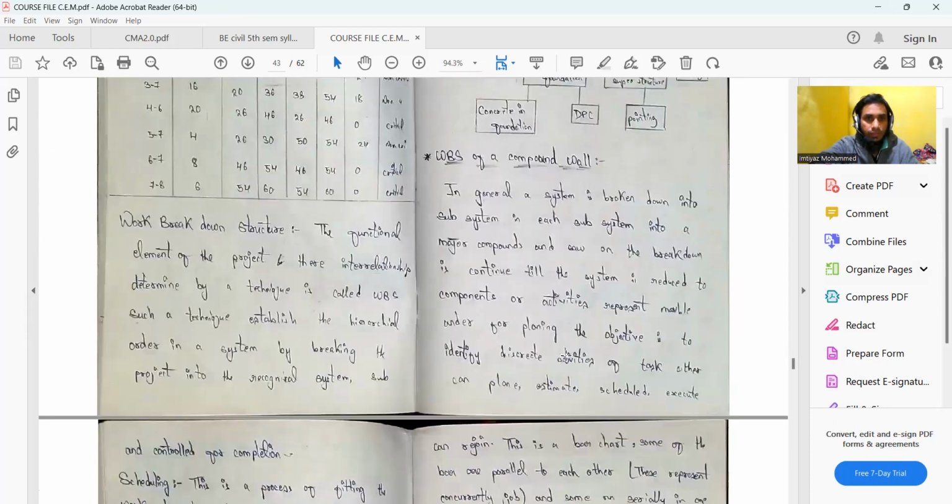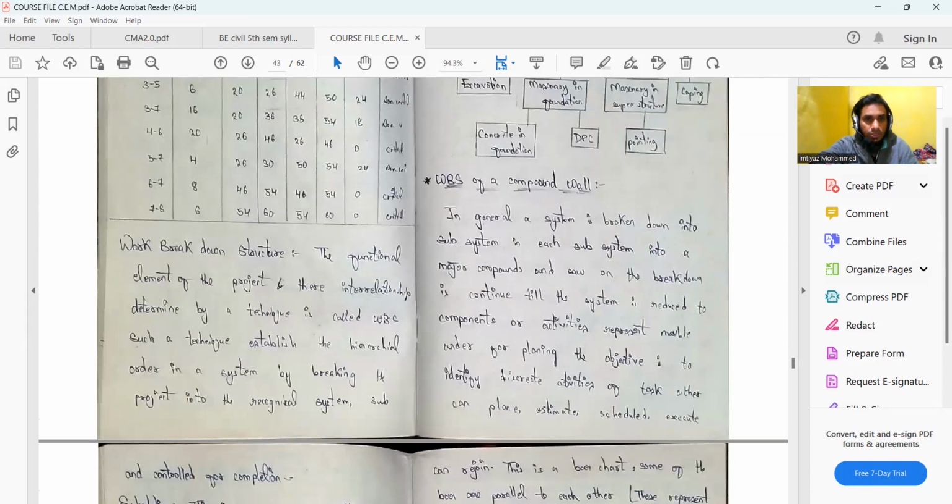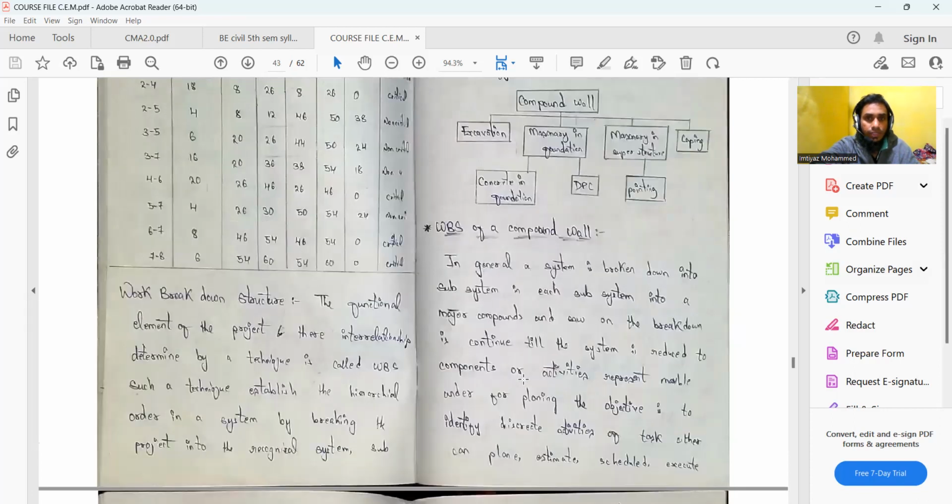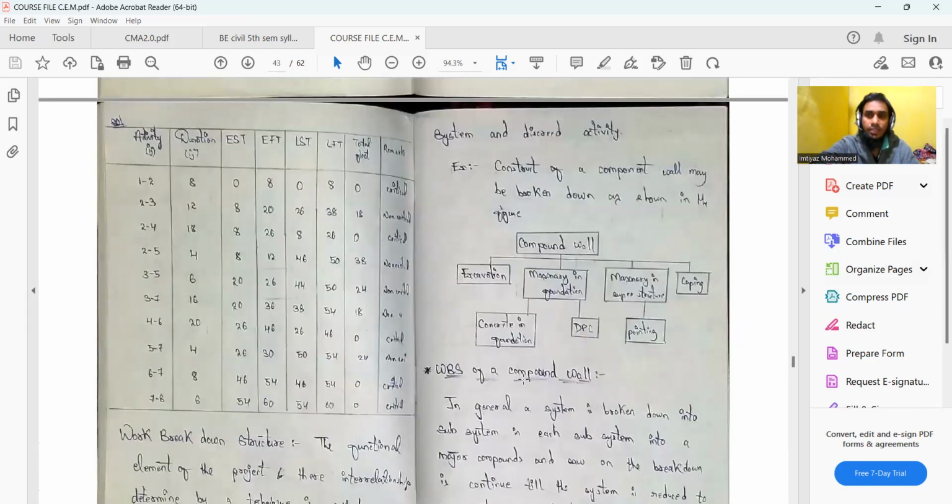Then we come across the topic known as work breakdown structure, in short WBS. This technique is used to establish the hierarchical order in a system by breaking the project into recognized systems and discrete activities.